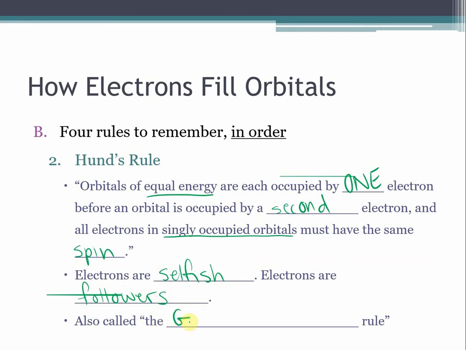This rule is also called the good mother rule. And it's called the good mother rule because whoever named it decided that no good electron mom would make her little electrons share rooms if they didn't have to share a room. Electrons are selfish. They don't like to share unless they absolutely have to.